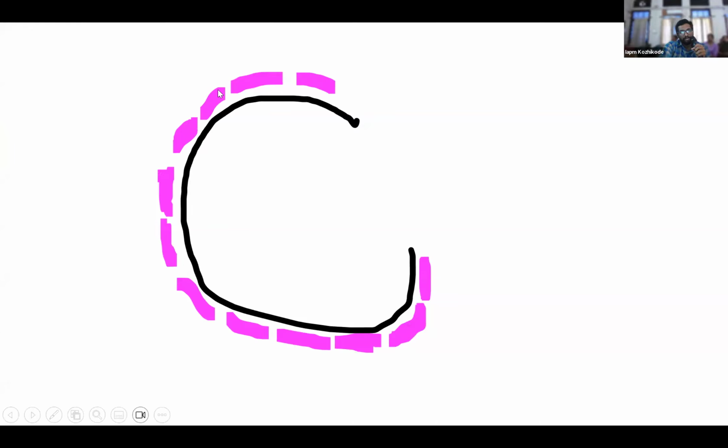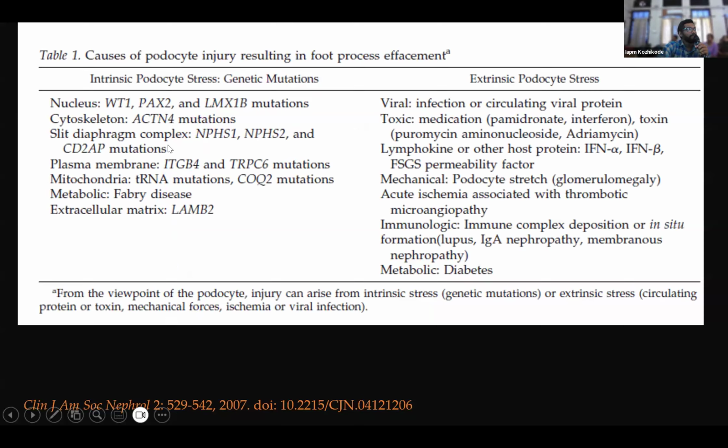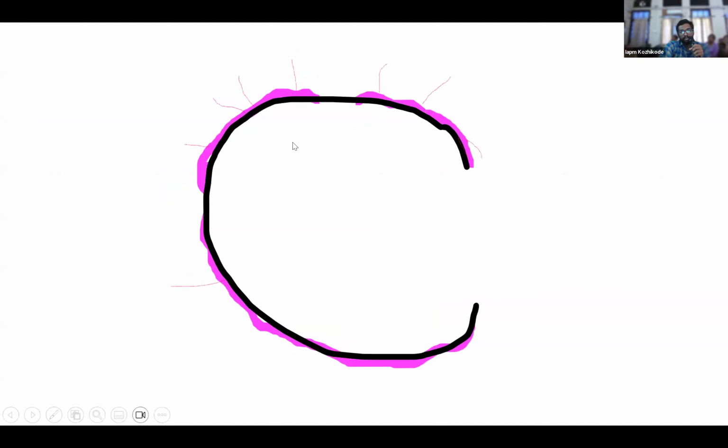So we are going to discuss the injury that is going to happen in the podocytes. What all types of injury can happen? You can read about the different types of injury. It can be genetic, it can be various medications, it can be various cytokines. A hundred different hypotheses are there. Tumor necrosis factor, a lot of different things are there. That happens. So what will happen?